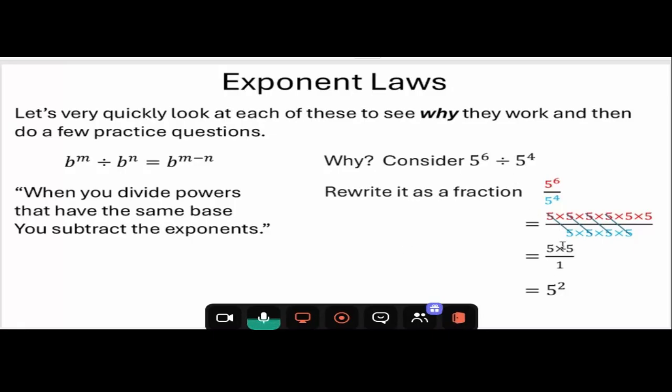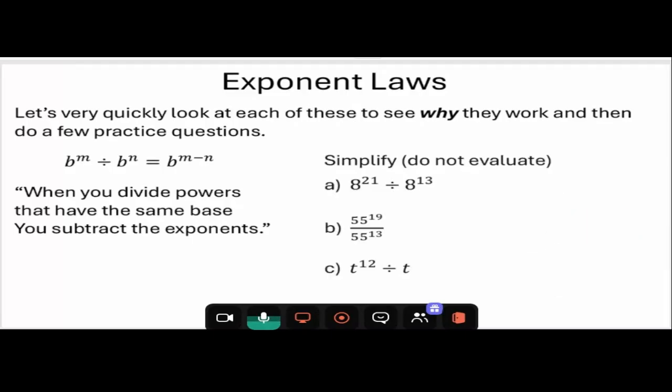Well, where did that 2 come from? 6 minus 4, right? We had 6 5s on the top and 4 on the bottom. The 4 on the bottom canceled out 4 of the 5s on the top. So 6 minus 4 left 2 behind. And that's why this rule works.